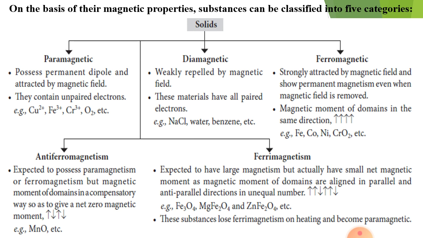So these are the basic classification of solids on the basis of their magnetic properties. You have to focus more on the arrows. If all the arrows are on the upper or downward side, it is ferromagnetic. If one arrow is up and one below, it is antiferromagnetic. If two up, one below, it is ferrimagnetic. And one example you have to learn.